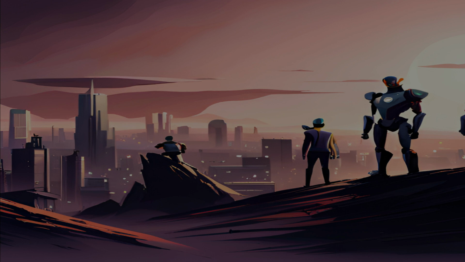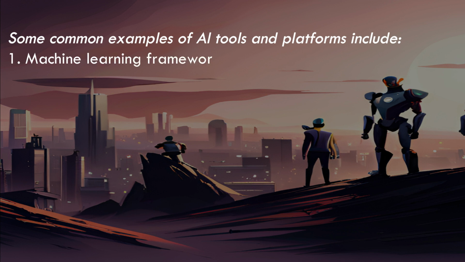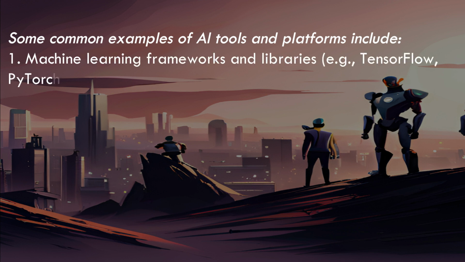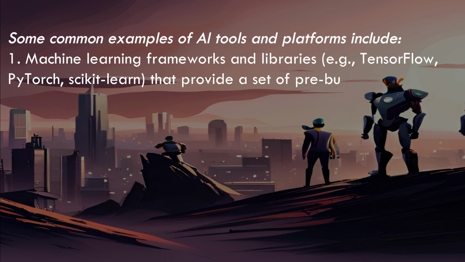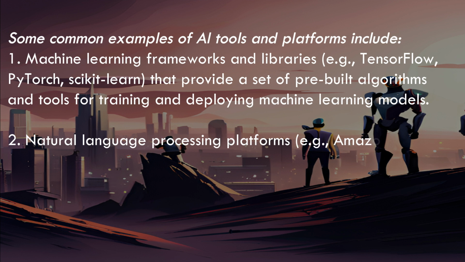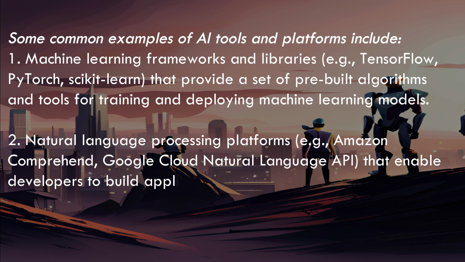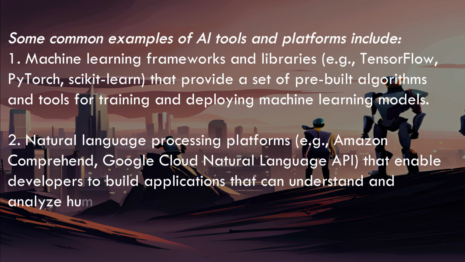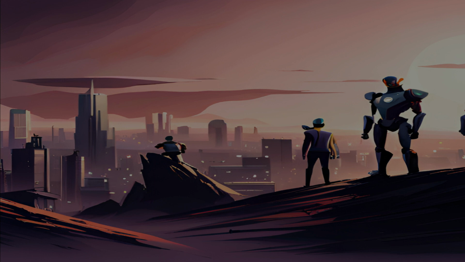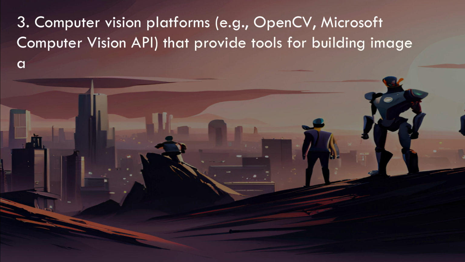Some common examples of AI tools and platforms include: 1. Machine learning frameworks and libraries, for example TensorFlow, PyTorch, Scikit-learn, that provide a set of pre-built algorithms and tools for training and deploying machine learning models. 2. Natural language processing platforms, for example Amazon Comprehend, Google Cloud Natural Language API, that enable developers to build applications that can understand and analyze human language. 3. Computer vision platforms, for example OpenCV, Microsoft Computer Vision API, that provide tools for building image and video processing applications.